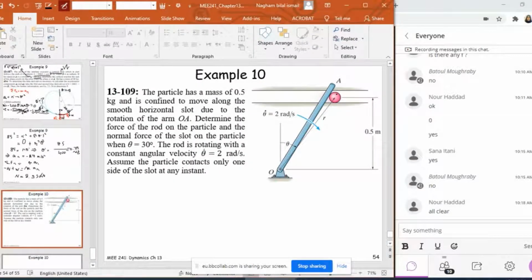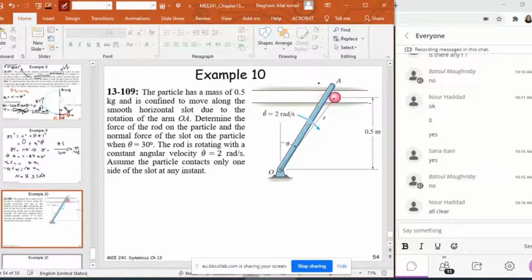Guys, in this example, I have a particle that has a mass of 0.5, and this particle is confined to move along this horizontal slot. So I know, guys, that this particle could only move in this horizontal slot, right? So it only has a rectilinear motion in this horizontal direction. I need to determine the force of the rod on this particle, as well as the normal force of the slot on this particle.